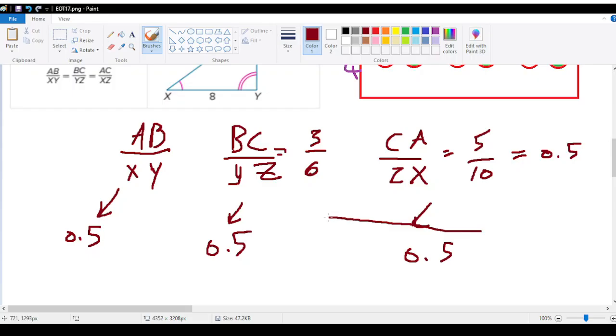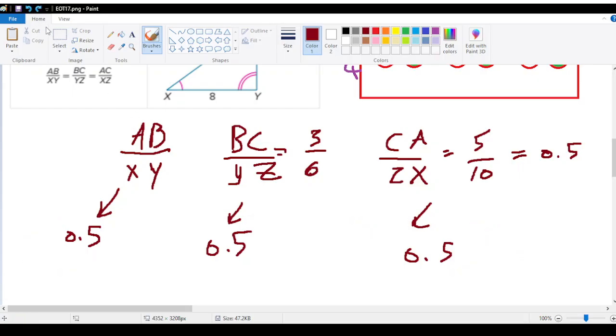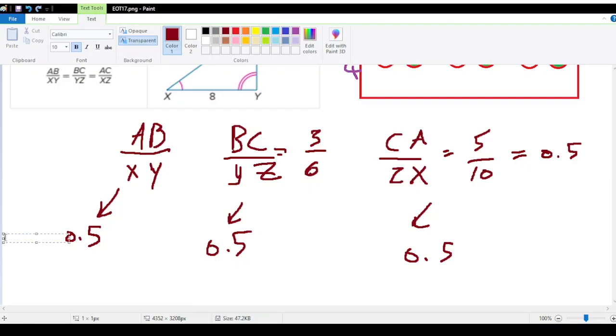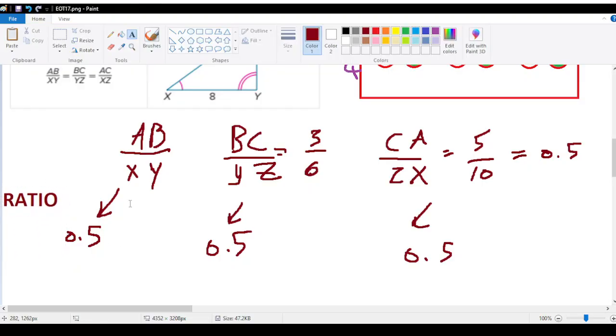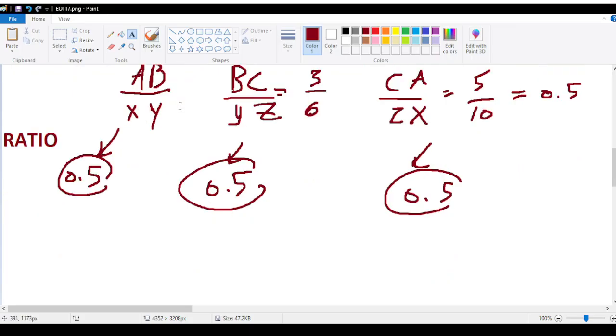Is there any different answer? No. All of the answers are equal. If we were going to call this answer, we would call it the ratio. So this is the ratio. I'm going to maximize the font. So the ratio is the same between all of the corresponding parts of the triangle. If the ratio was the same, we can say that these two shapes are similar.